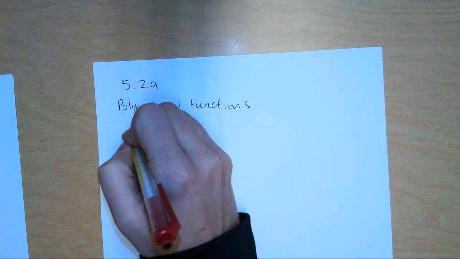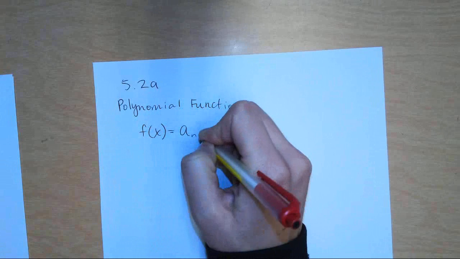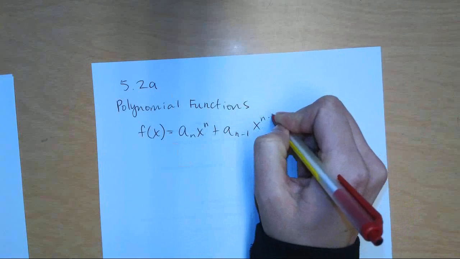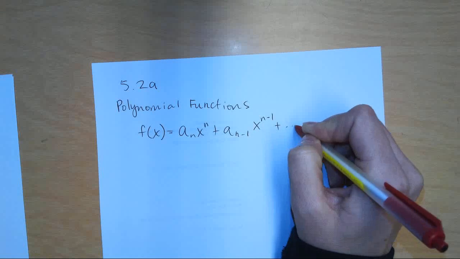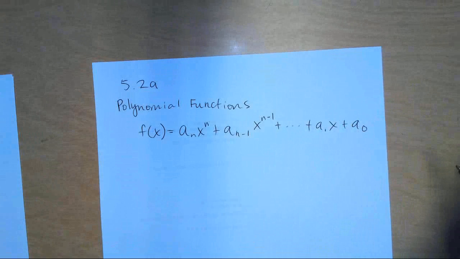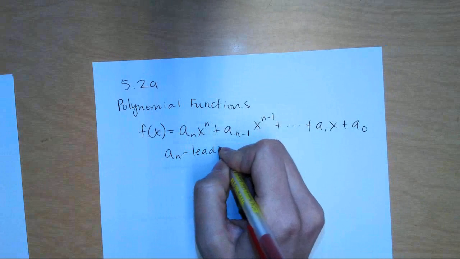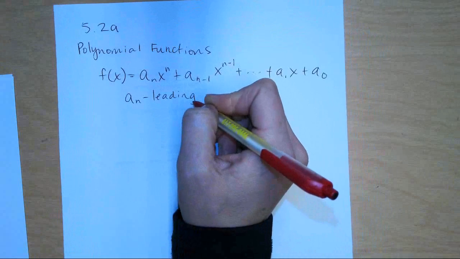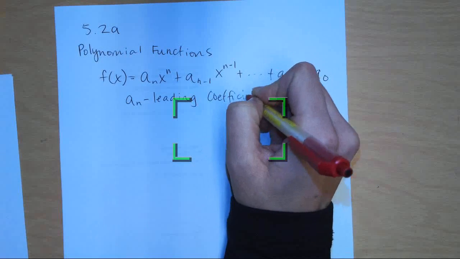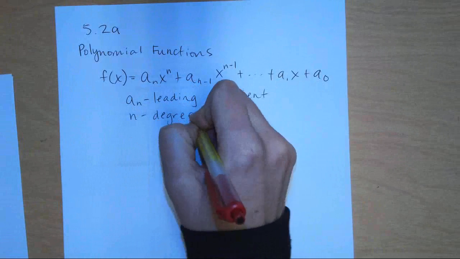Okay, a polynomial function is of the form f of x. I'm going to write this down, and then I'll explain it. So just write it down for now. Just write it down and then I'll tell you. I'll explain the whole thing.